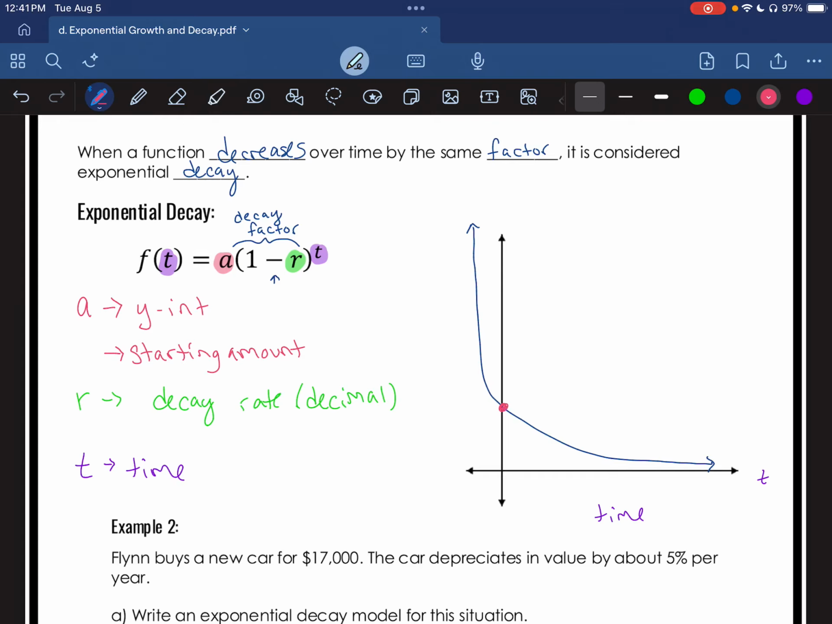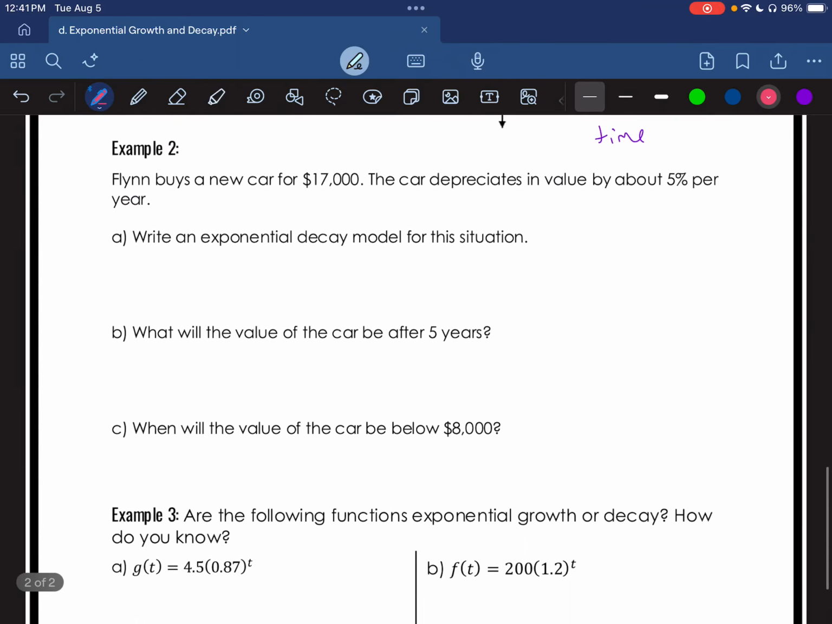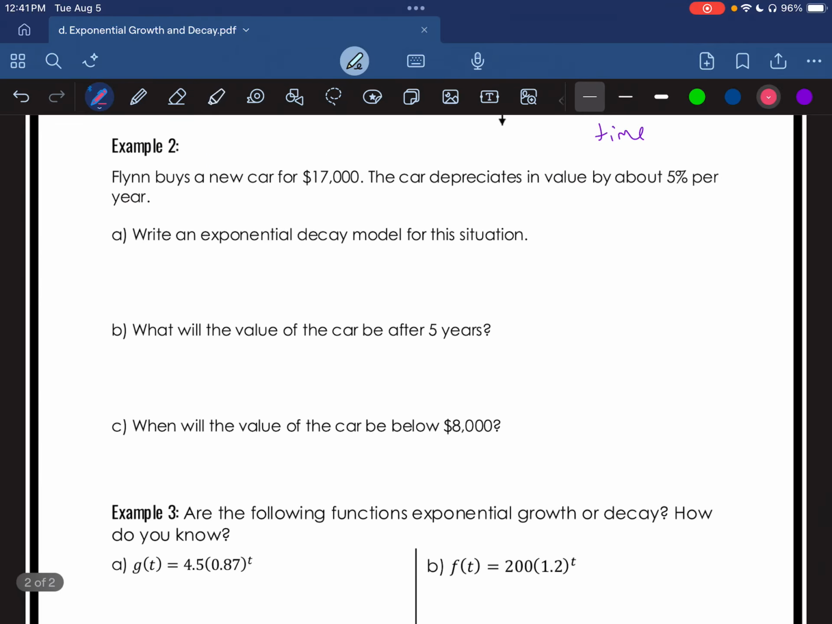All right, so my buddy Flynn here is buying a new car for $17,000. Okay, so $17,000, that is our starting amount. The car depreciates in value or decreases by about 5% per year. Okay, so this is decaying in value. Let's write a model for this situation.